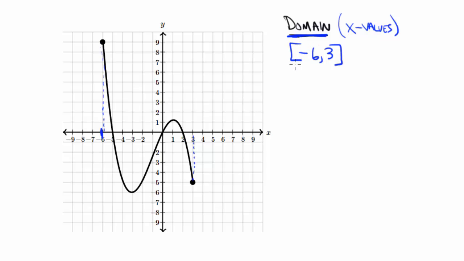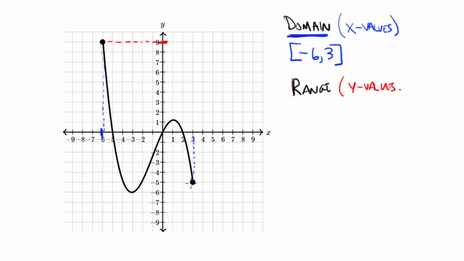So what about range? The same way that domain was the x values, range is really just the possible y values. So let's take a look right here at the graph. We start all the way up here, and it looks like +9. So that's the maximum y value of this graph. And then we go down, down, down, we go up, and we go down again.